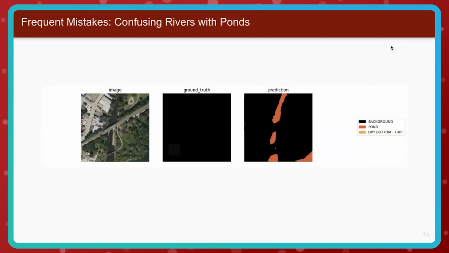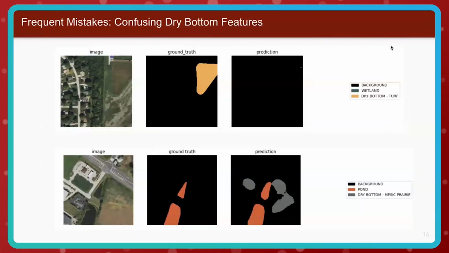As illustrated in the above picture, one of the frequent mistakes the model made is that it confused the river with the ponds. Without the ground truth label, the model fails to recognize the difference between a river and a pond. Another major issue with the model is that it has difficulty detecting infrastructure not readily identifiable in the aerial images, like dry bottom detention basins. As you can see in the figure on the top of the slide, the model is not able to identify the dry bottom detention basin in the sample area. In the bottom figure, the model incorrectly detects a dry bottom mesic prairie detention basin.